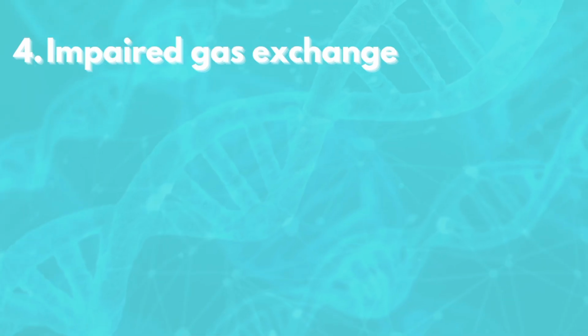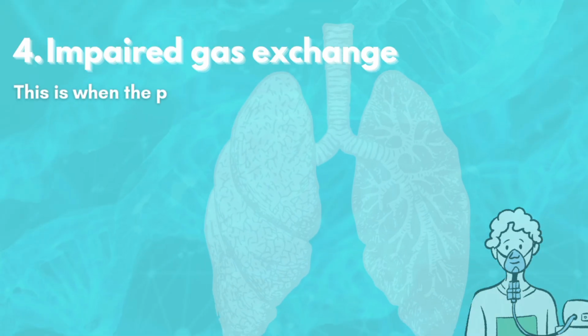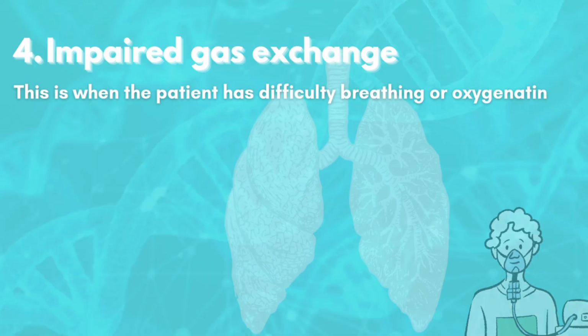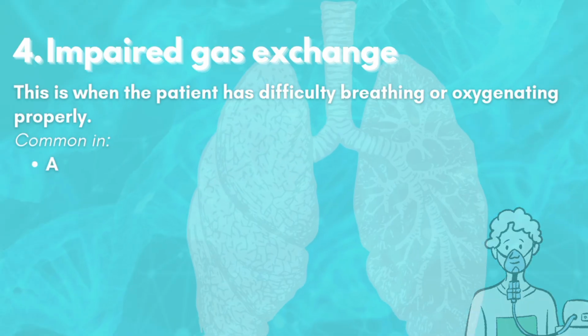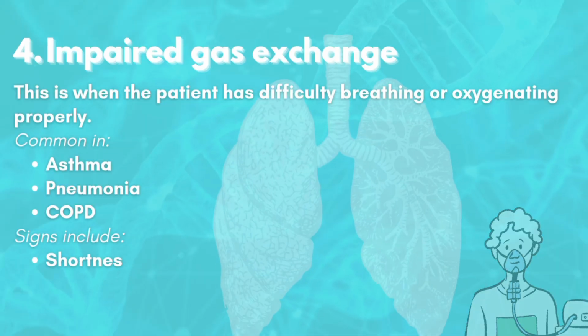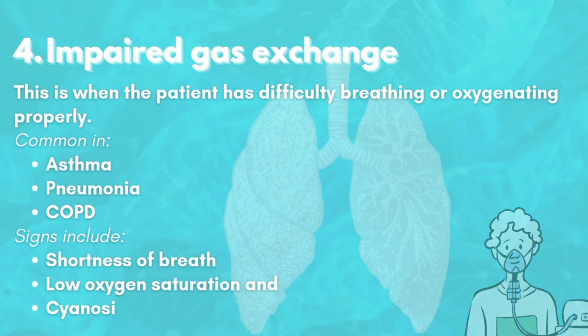Number four today, we have impaired gas exchange. This is when the patient has difficulty breathing or oxygenating properly, and is mostly common in asthma, pneumonia, and COPD. And the signs include shortness of breath, low oxygen saturation, and cyanosis.